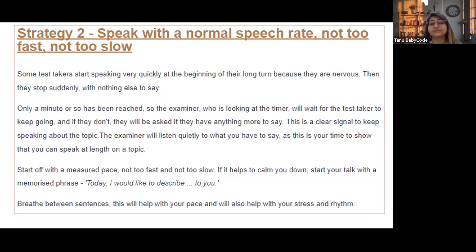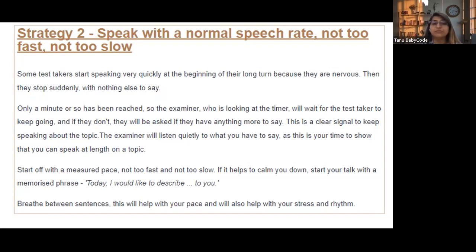Strategy number 2, you have to speak with a normal speech rate, not too fast, not too slow. Sometimes students start speaking quickly at the beginning of their cue card because they are nervous, and then they stop suddenly with nothing else to say. Only a minute or so has been reached. The examiner is looking at the timer and wants you to keep going. If you don't, they will ask, do you have something to say or not? This is a clear signal from the examiner that you have to speak because you still have time. The examiner will listen quietly because this is your time to show that you can speak at length on a cue card topic, right?